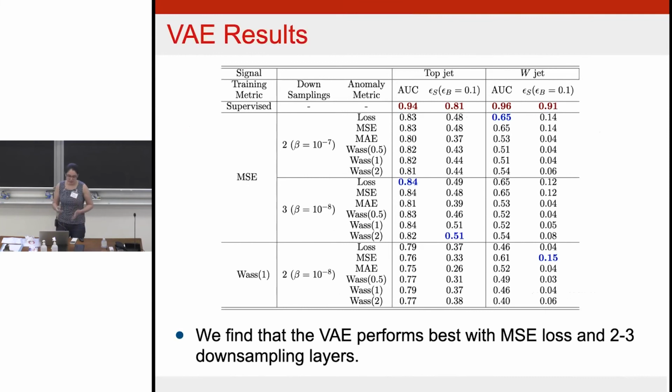But the thing that's interesting here is this comparison to the supervised result. In the supervised case, we can get very good tagging for both of them. And the unsupervised result is missing some of that. So you might still expect your unsupervised algorithm to do a little bit better on top jets, but it's not doing good enough on W jets. If you look down at the signal efficiency here, it's getting like 0.15, whereas this is 0.91. Okay, this answers my question. I had missed that line.